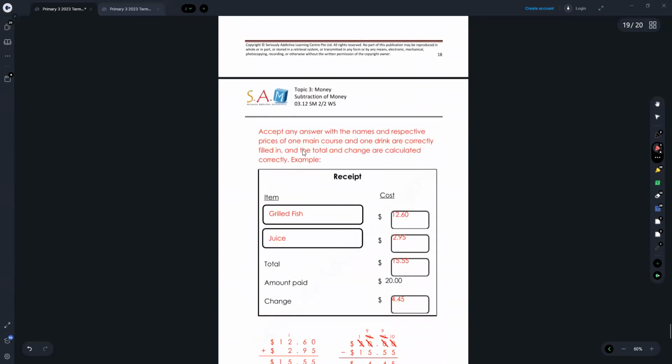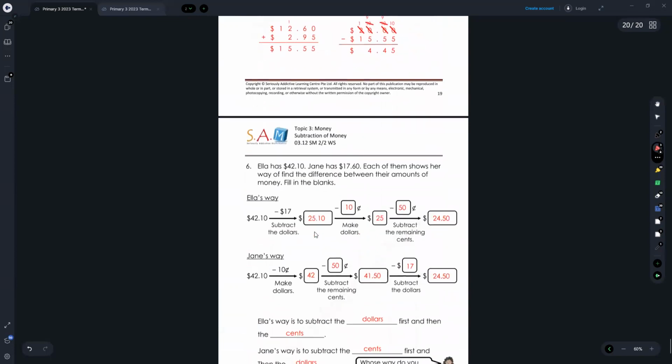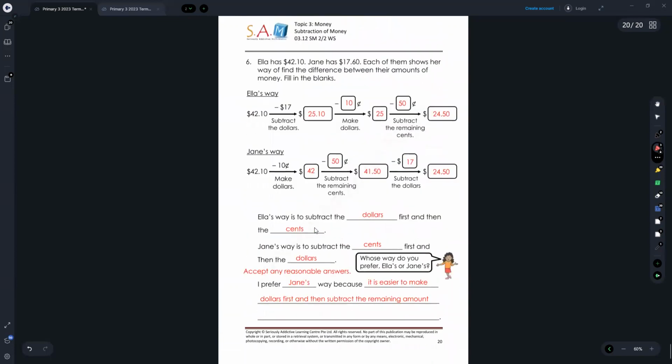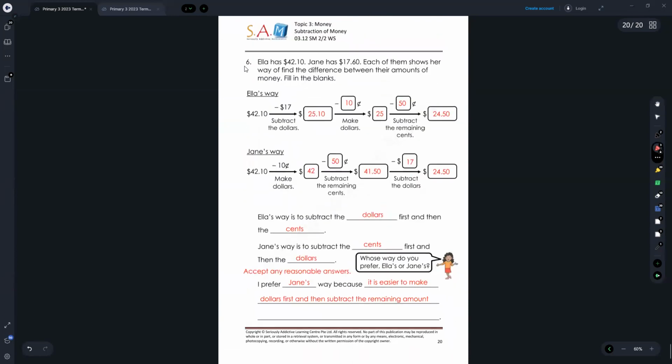So let's see, accept many answers with the names and respective prices of 1 main course and 1 drink correctly filled in, right? So they need to draw one main course and 1 drink. For this, there's no fixed answer. You need to check on their behalf. You have to check how they are doing this. Good, now let's do question 6.